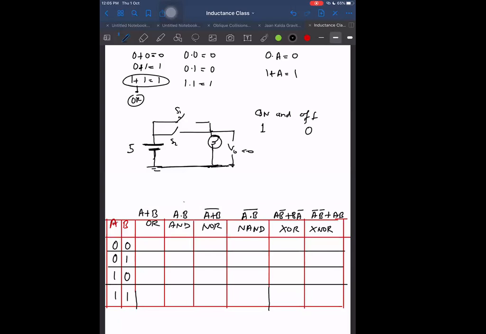If I open both the switches, then what output do we get across this? Then it is 0 if both are opened. Means I can make a truth table for it. I can say switch 1, switch 2. When switch 1 is on and the other is off, then what output do we get? High, 5 volt, high. When both are 0, then only we get output as 0. When both are 0, output 0.